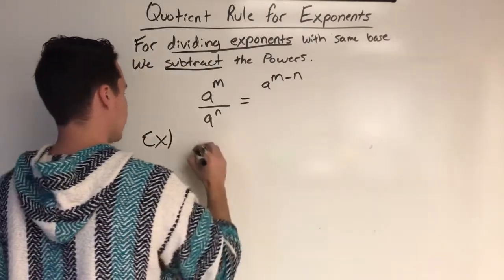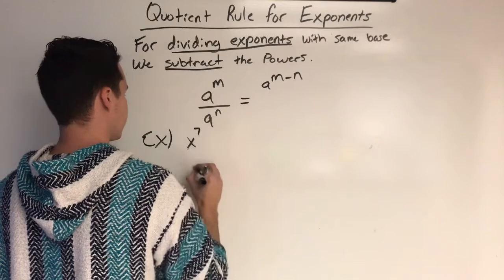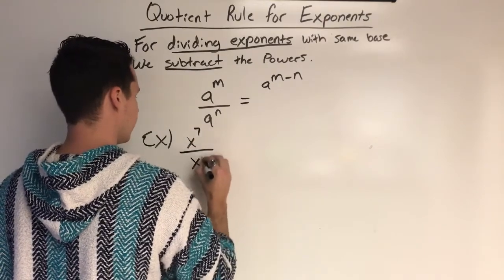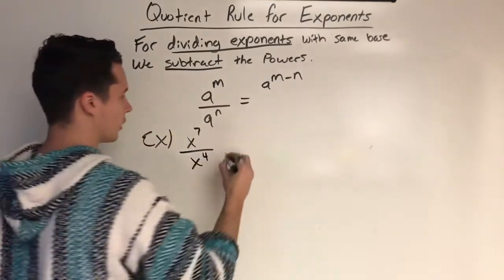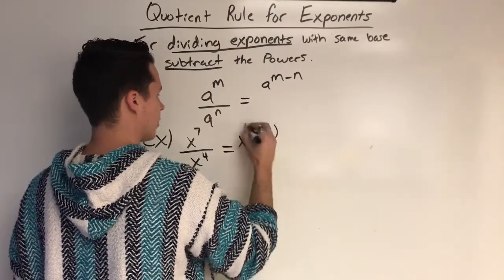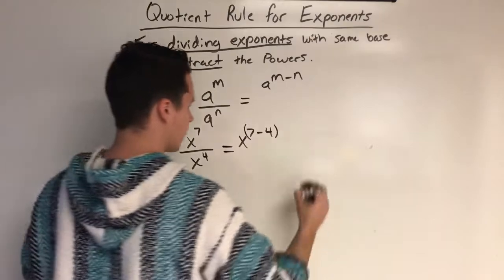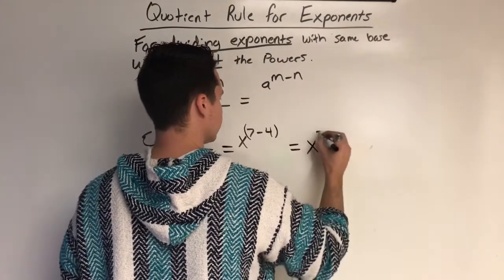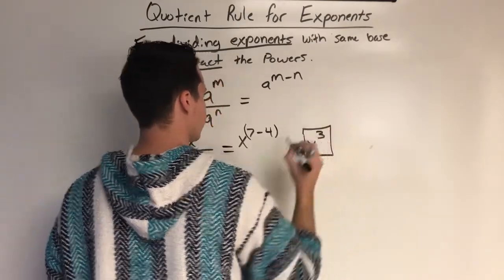Let's say that we have x to the 7 divided by x to the 4. Well, we're going to rewrite that as x raised to the 7 minus 4. And now it's just a simple subtraction problem. What's 7 minus 4? That's right. We're going to get x raised to the 3rd.